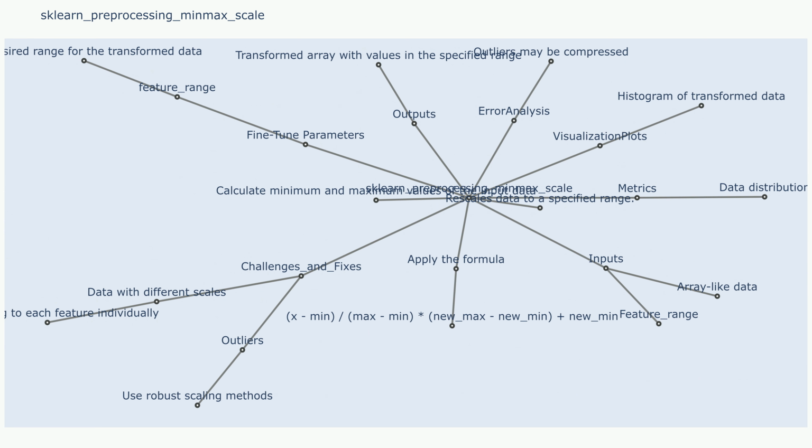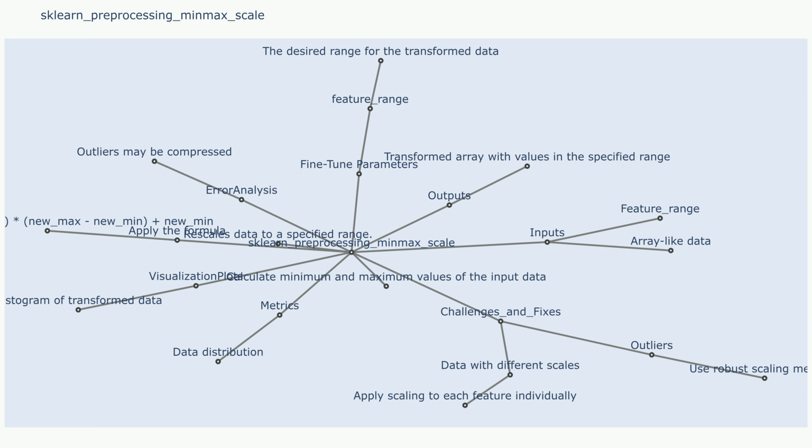Fixes to challenge 2: separate scaling. Apply min-max scaler separately to the training and test sets. Use the scaler fitted on the training set to transform the test set. This ensures that the model is not exposed to the test set information during training.